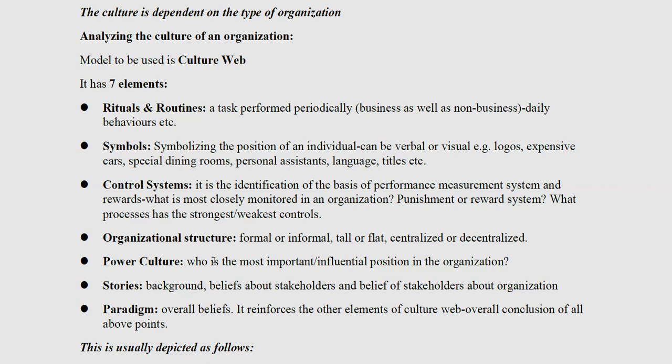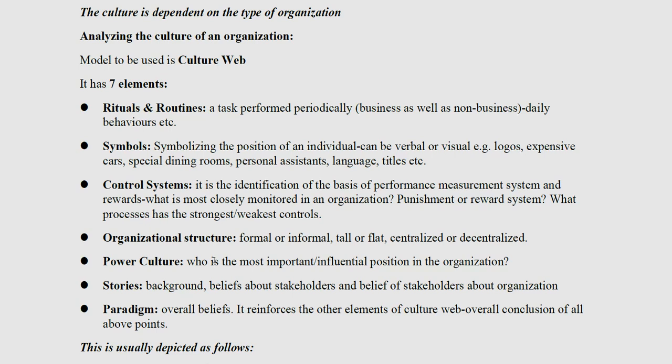There was a story that maybe the mother of the founder died in the organization and her soul is lurking around. Because of that, if you don't do the work well, she may come to scare you in your sleep. Because of this, people go to work early, they do things the right way. This is an example of a story. Now, the paradigm is the overall beliefs. It reinforces all the other elements of the cultural web, including all the above points.